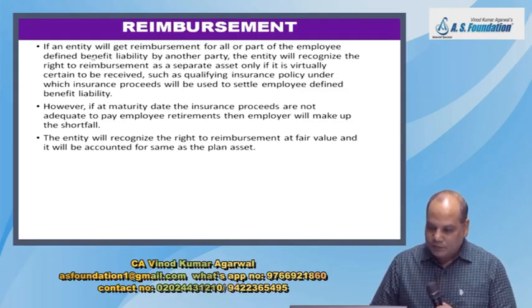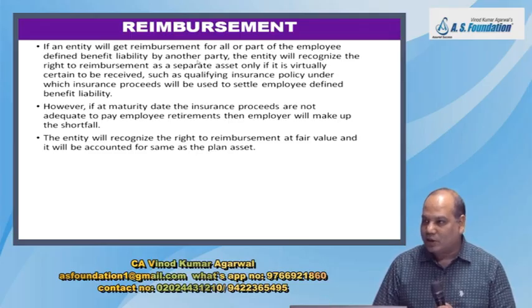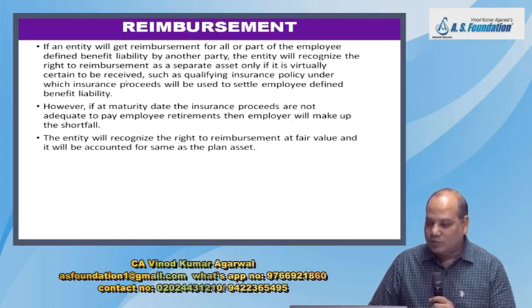If an entity will get reimbursement for all or part of the employee defined benefit liability by another party, like for example an insurance company, you are paying the insurance premium for retirement benefit of an employee, and normally the condition is that they will reimburse you when the employee will retire. The entity will recognize the right to reimbursement as a separate asset. Right to reimbursement will be recognized as a separate asset only if it is virtually certain to be received. In one more chapter, this will come, virtually certain to be received.